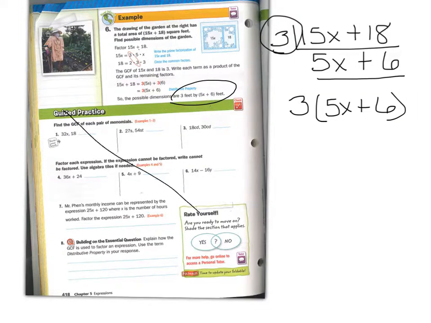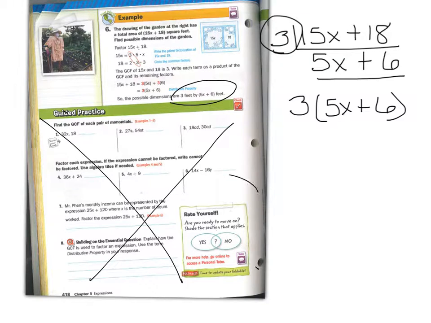You do not need to do this in your notes because this is actually the practice activity. So I'm just going to cross this out. But I do want you to do one thing for me. In your notes, I would like you to rate yourself. Are you ready to move on? Answer yes or no. Okay, and please show that to your teachers when you show your notes.